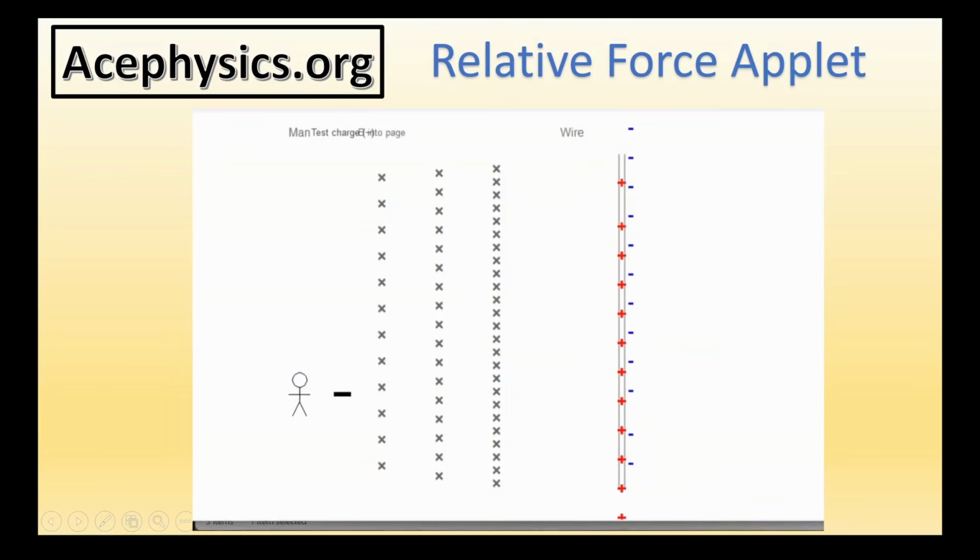Since the test charge is at rest in this frame, and the magnetic force depends on velocity, they would expect no magnetic force at all. The charge would just sit there, wouldn't move.